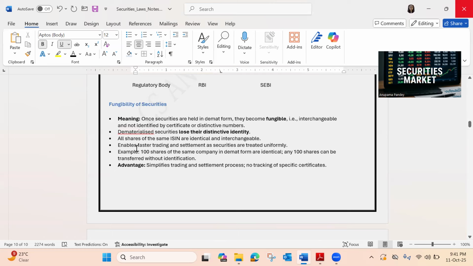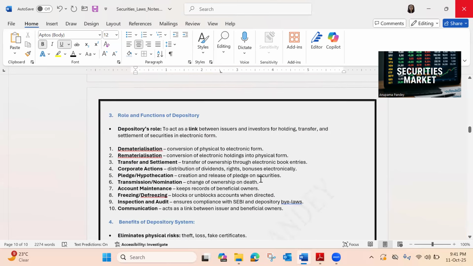It enables faster trading and settlement as securities are traded uniformly. For example, 100 shares of the same company in demat form are identical and 100 shares can be transferred without identification. What is the advantage of this? It simplifies trading and settlement process and no tracking of specific certificates is required.